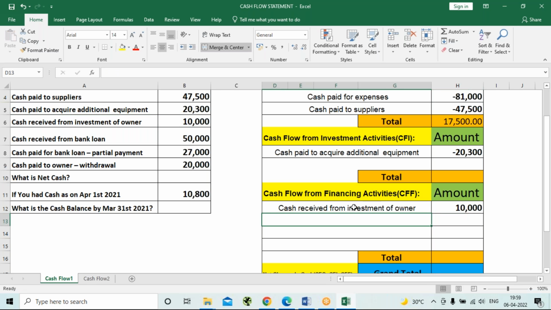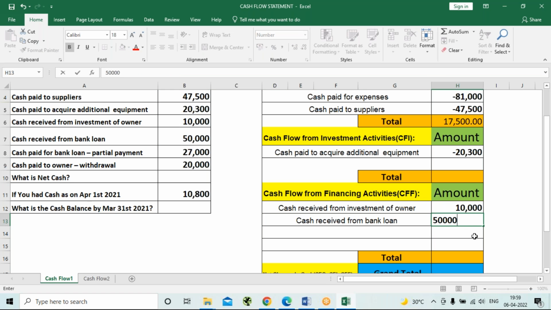Yes. So the next one is cash received from bank loan. It's a financing activity. And whether it is positive or negative? Positive, because the money is coming to the business, it's positive.